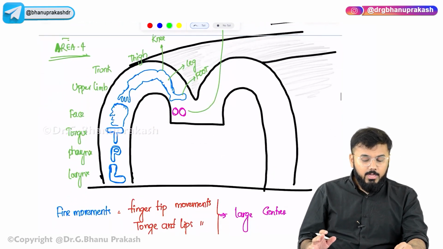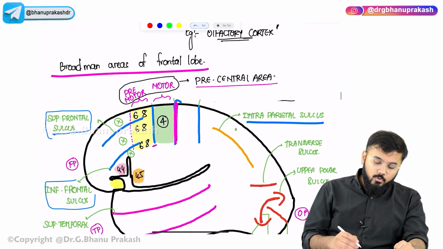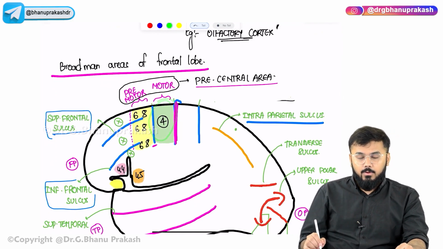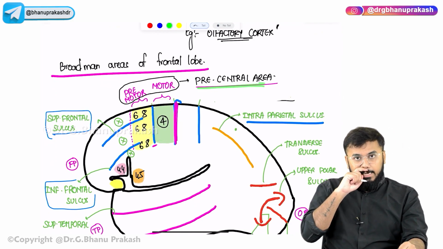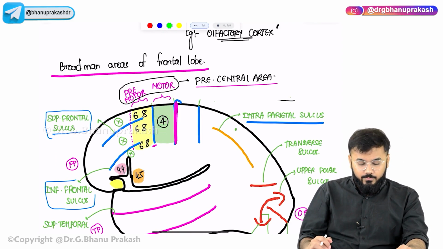So this is all about your area 4. Okay, so what is area 4 once again? Area 4 is the motor area, okay, or you can also call it as a precentral area. So the precentral gyrus is nothing but having your area number 4, okay.